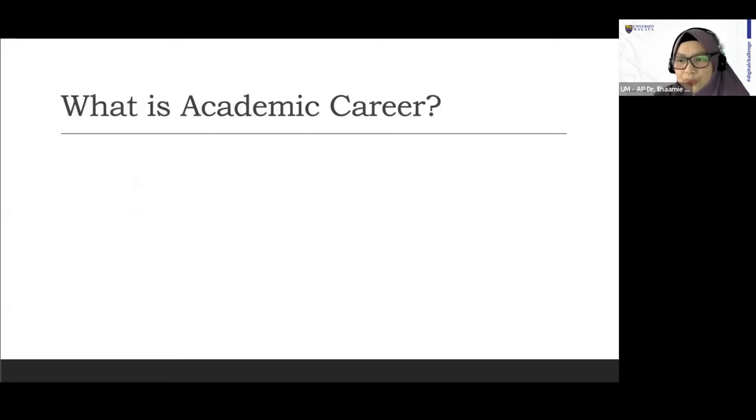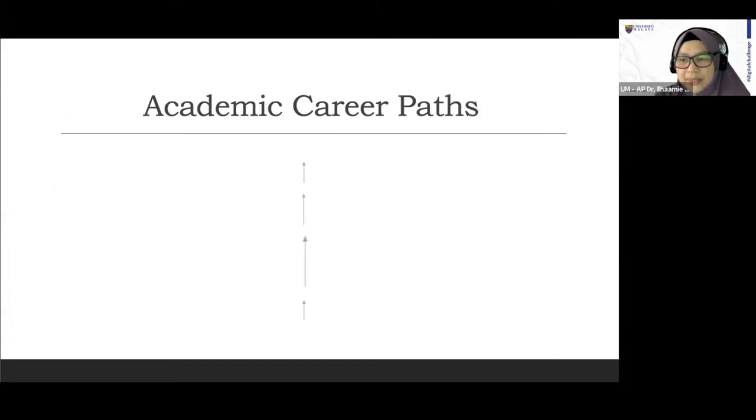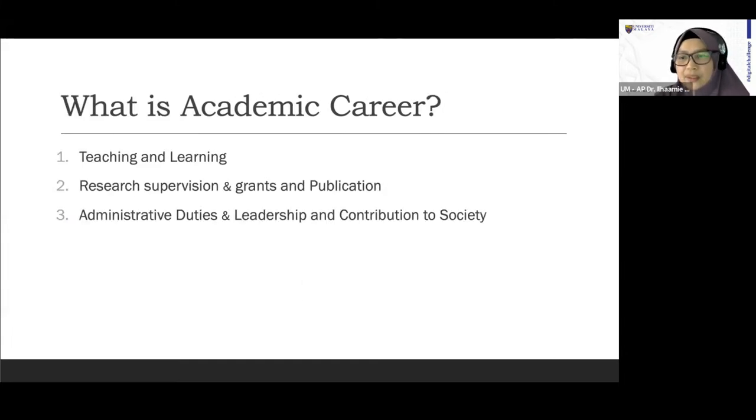Before we go further, I would like to ask all of you, what do you understand by academic career? What do we mean by university lecturer? Basically, there are three main tasks that we have to do as a university lecturer. Firstly, teaching and learning. This is our main responsibility, or we call it kerja hakiki.